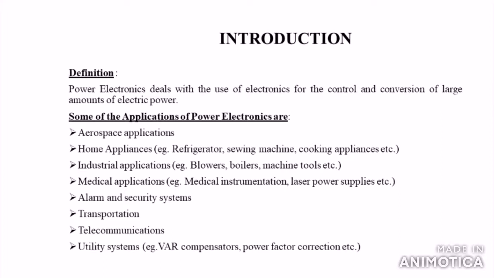Apart from these applications, power electronics can also be used in alarm and security systems, and it is mainly used in transportation systems. Nowadays, IC engines are being replaced by electric vehicles. So power electronics plays a major role in electric vehicles, telecommunication systems and utility systems. In utility systems, it is used for VAR compensators, power factor correction, converters, etc.